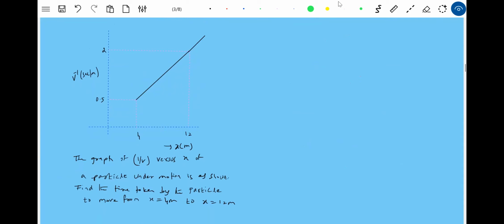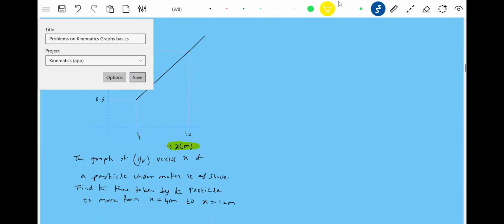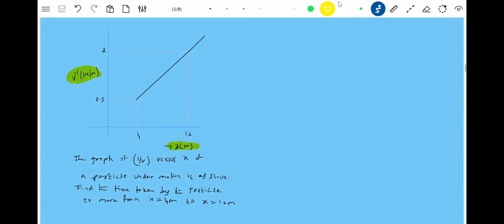Okay, it's asking us: the graph of 1 by v versus x of a particle under motion is as shown. Find the time taken by the particle to move from x equal to 4 meters to x equal to 12 meters. Look at the y-axis. We have a 1 by v versus x graph. So what the area under the graph signifies is what we should think over.